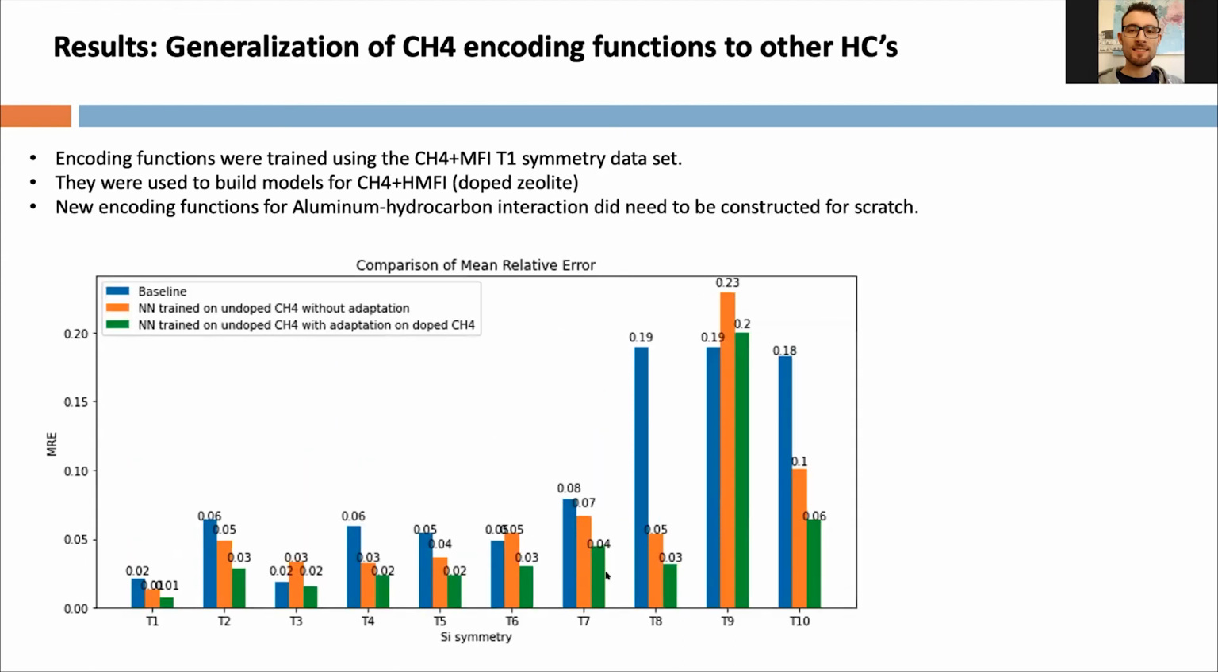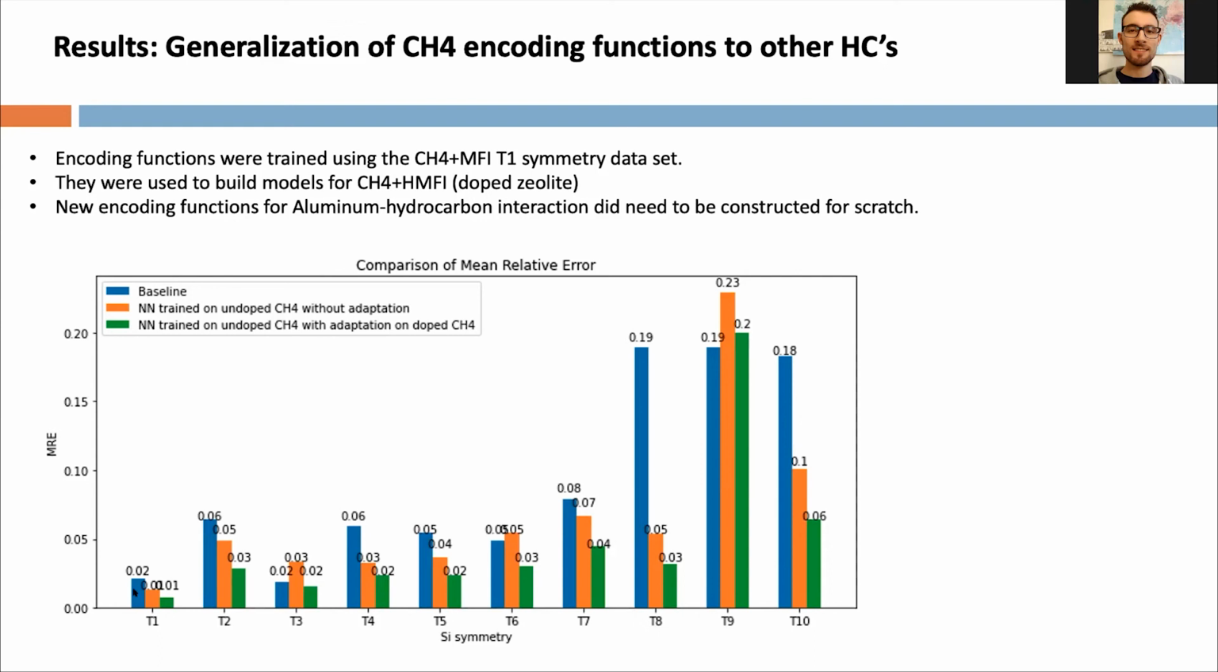And then a harder problem is generalizing from CH4 in the undoped zeolite and then transferring them to CH4 in the doped zeolite. Remember, the doped zeolite is the zeolite with some silicon atoms replaced by aluminum atoms. We did actually have to train aluminum and hydrocarbon interaction encoding functions from scratch. We don't actually have the native one here in this picture, which I apologize for.